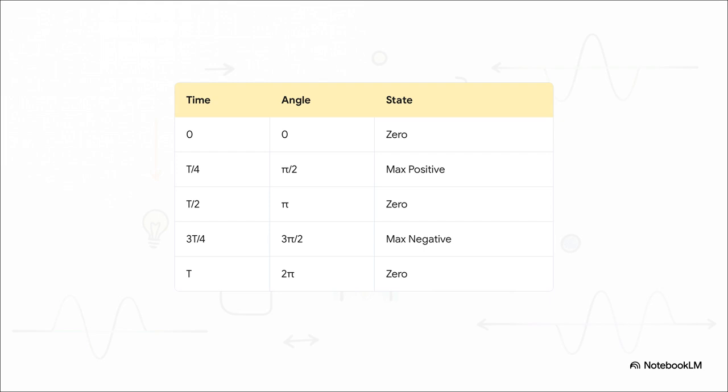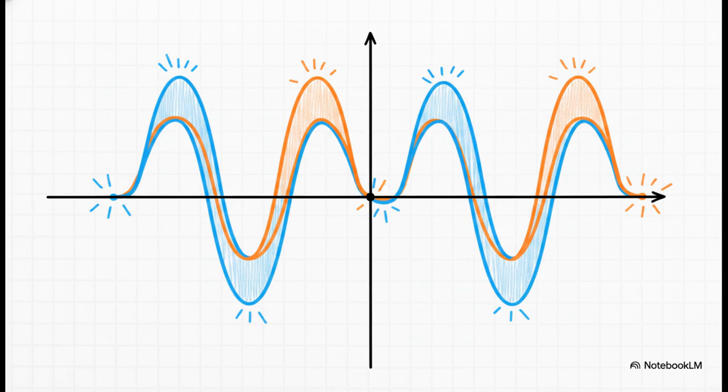Pressing on to T over 2, or pi, they cross back down through 0. At 3/4 of the cycle, they plunge to their maximum negative peak. And finally, at time T, a full 2 pi, 360-degree cycle is complete, and they arrive right back at 0, ready to start the whole journey over again. And this brings us to a really massive takeaway.